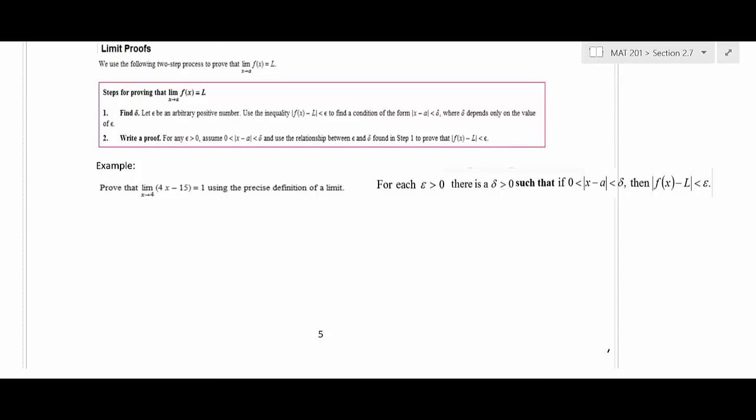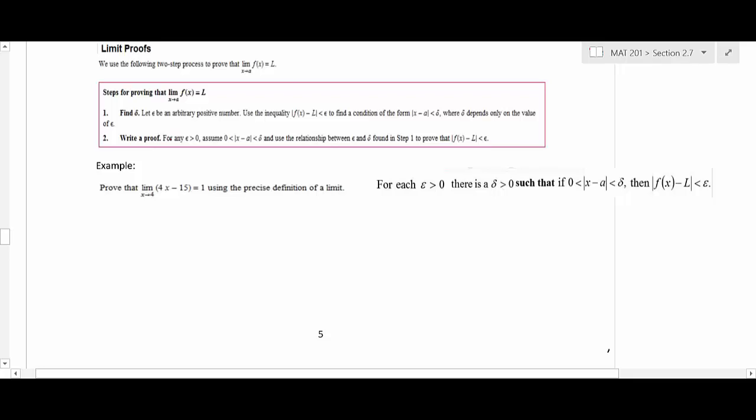Okay, so the idea, I've kind of outlined the steps that you want to do if you're going to do an epsilon delta proof. You want to find delta. You have to do some scratch work to find delta. You're going to let epsilon be an arbitrary positive number. You're going to use this inequality to find a condition of this form where delta depends only on the value of epsilon. Then we're going to write a proof.